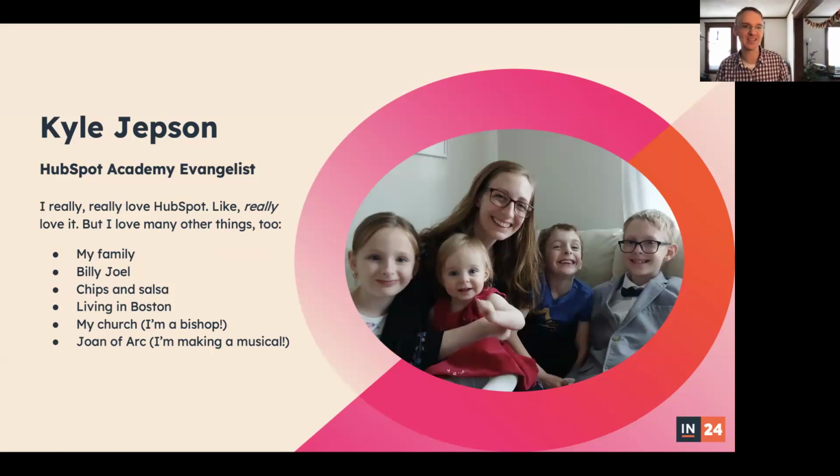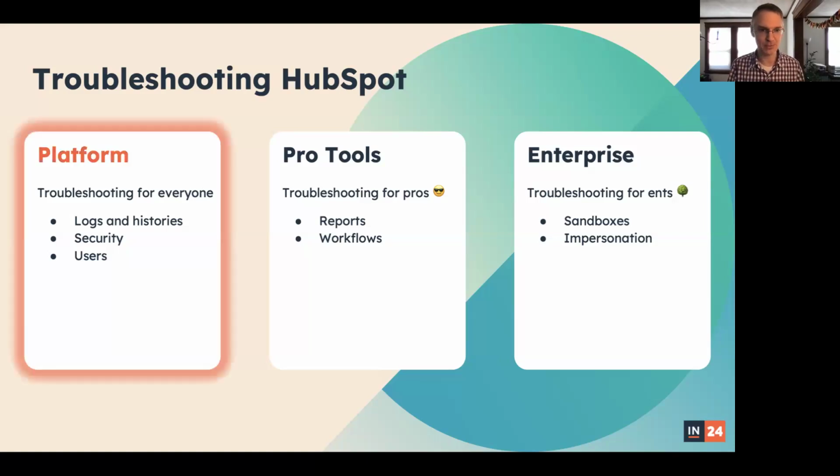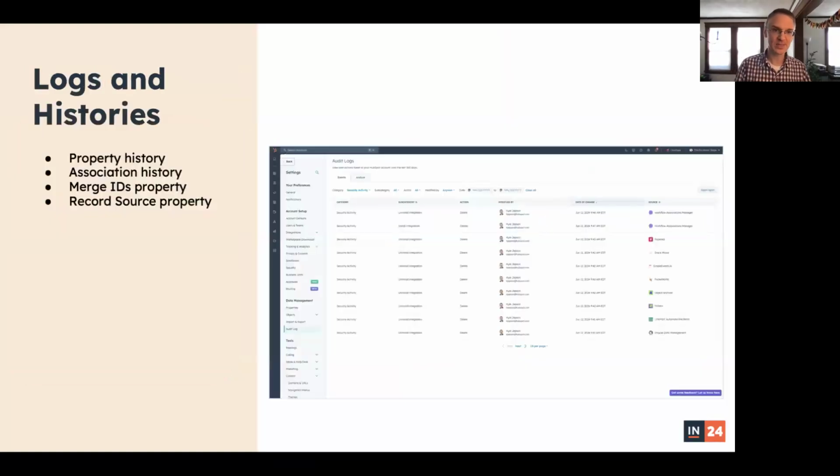So let's hop right into that. Today we are talking about how to troubleshoot HubSpot, and we're going to start with platform features. These apply to all of you, no matter what subscriptions or hubs you have. Then we'll go to some pro tools. We're finally going to talk about reporting in this session. I've been kicking that can down the road for the last two sessions. Now we're going to talk about troubleshooting reports. We're also going to talk about workflows and all the things you can do to troubleshoot those. Then we're going to move on to some enterprise features, sandboxes, and impersonation, and wrap it up there. So let's just hop right in with the platform features.